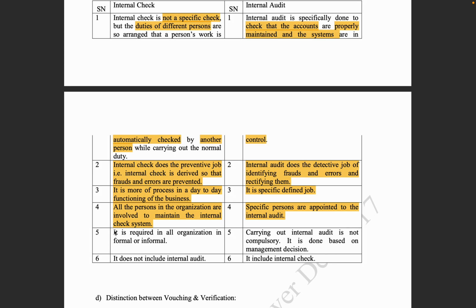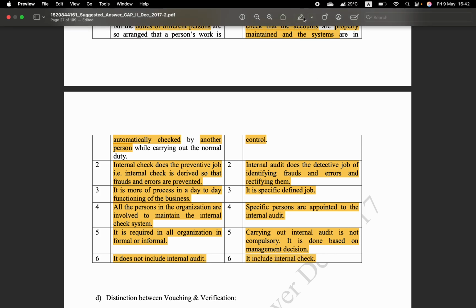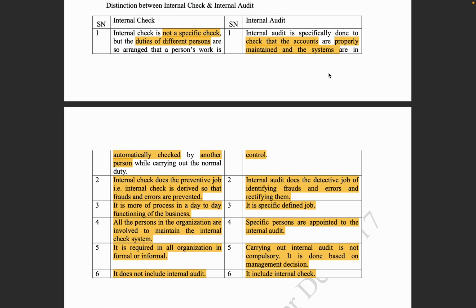Internal check is required in all organizations, in a formal or informal way. Carrying out internal audit is not compulsory, but it is done based on the management decision. Internal check does not include the internal audit, but internal audit includes the internal check. So these are the differences.